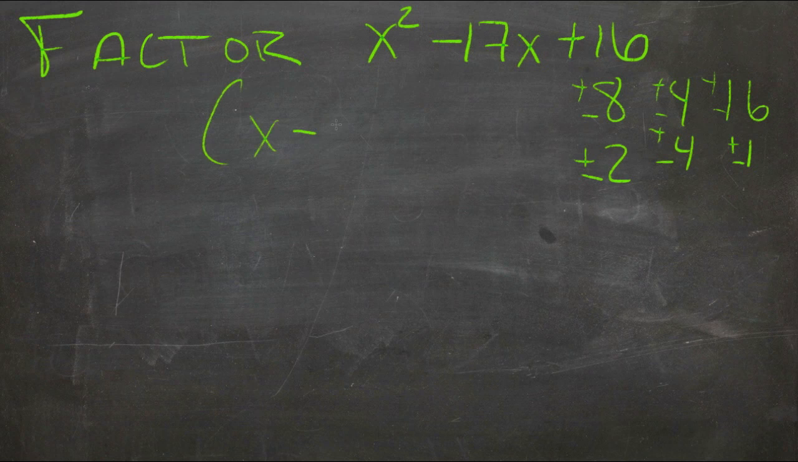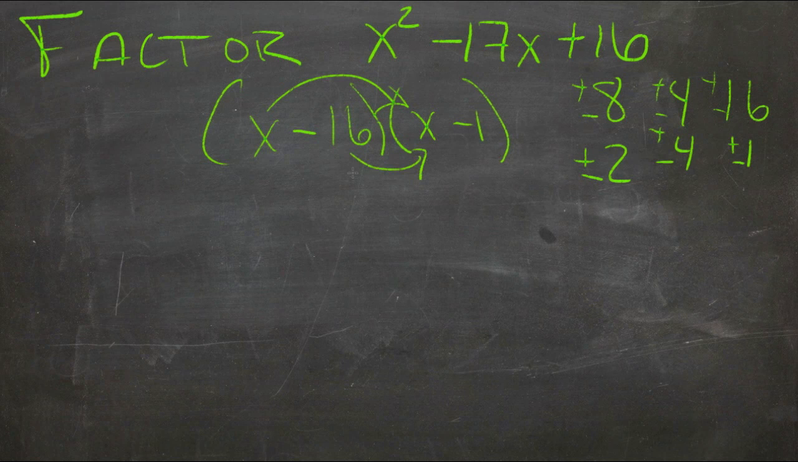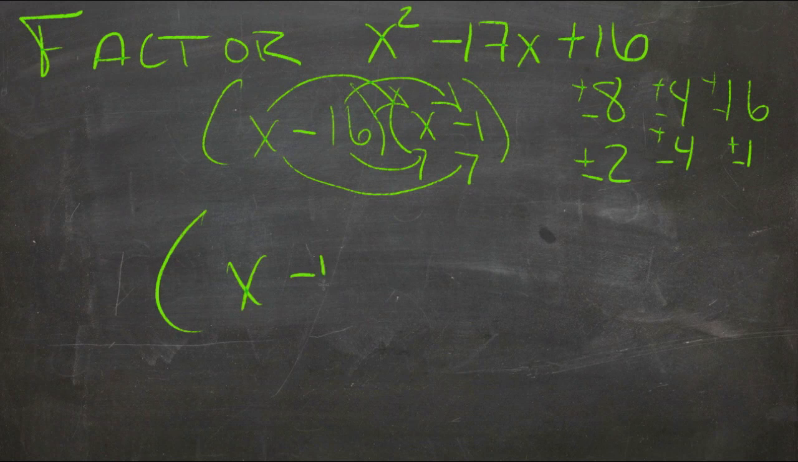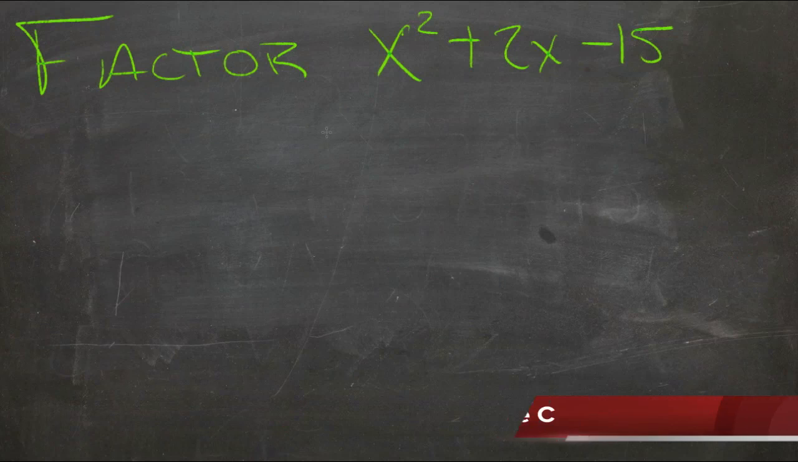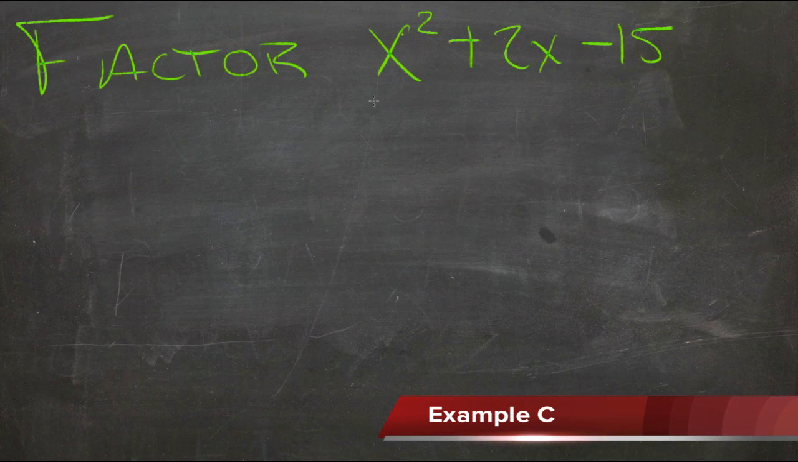So that would look like x minus 16 times x minus 1, and we'd get x squared minus 16x minus 1 more x, that's 17x, minus 16 times negative 1, positive 16. So yep, x minus 16 times x minus 1 is the correct factoring. We've been going through these pretty fast, so it looks like we have time for one more example. So we'll do example C, x squared plus 2x minus 15.